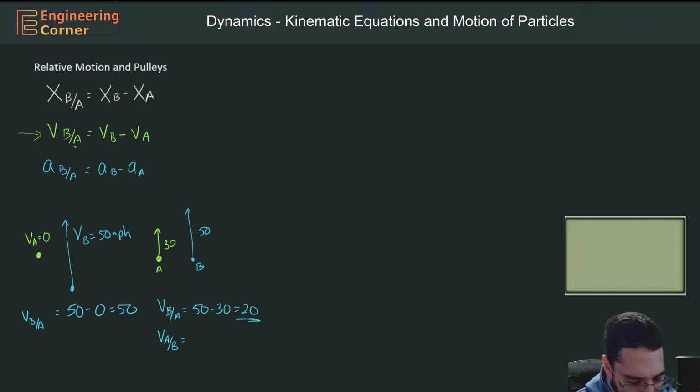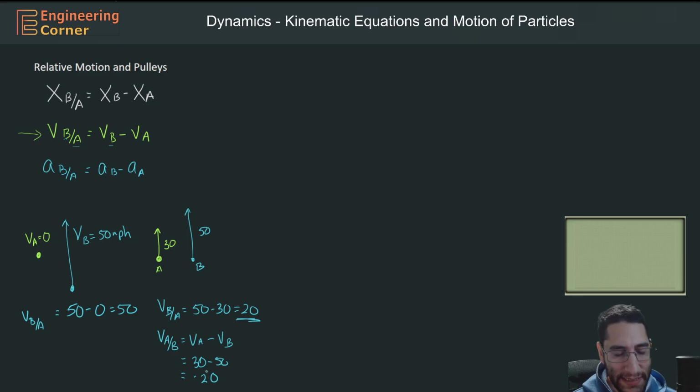So if you have B with respect to A, it's going to be VB minus VA. If you have A with respect to B, it's going to be VA minus VB. Now this is saying the velocity of us with respect to the car that's passing us, so the reference frame is the car that's passing us. This is going to be 30 minus 50, and this is going to be equal to minus 20.